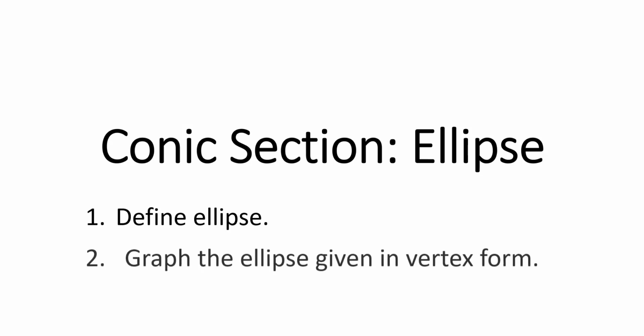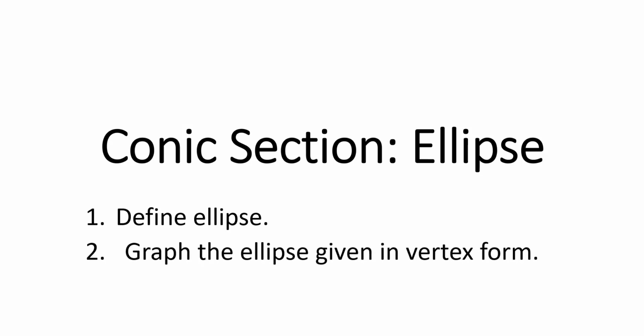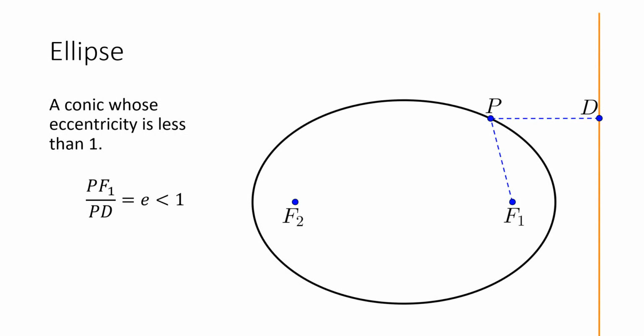and performance task. Okay, so at the end of this presentation, you're expected to define the ellipse and graph the ellipse given in vertex form. Now, when we say ellipse, an ellipse is a conic whose eccentricity is less than 1.